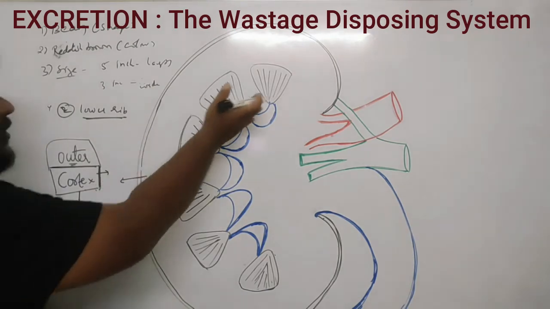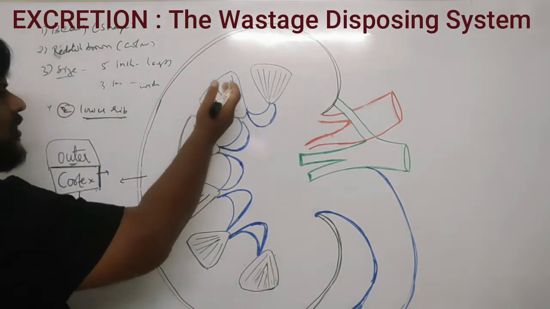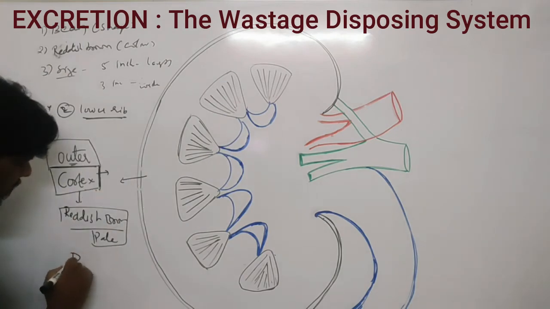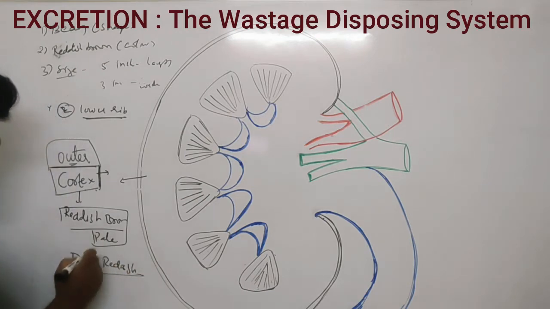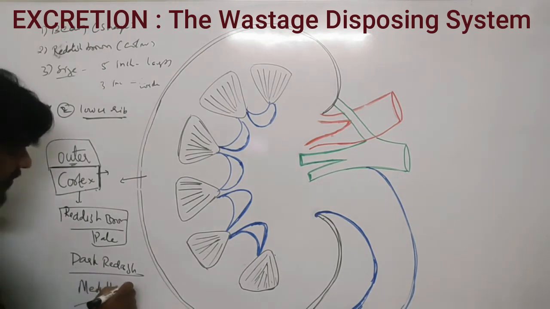And now this is the inner part. This inner part is dark red, dark reddish brown in color. This one is called the medulla. Basically, we call it the inner medulla.